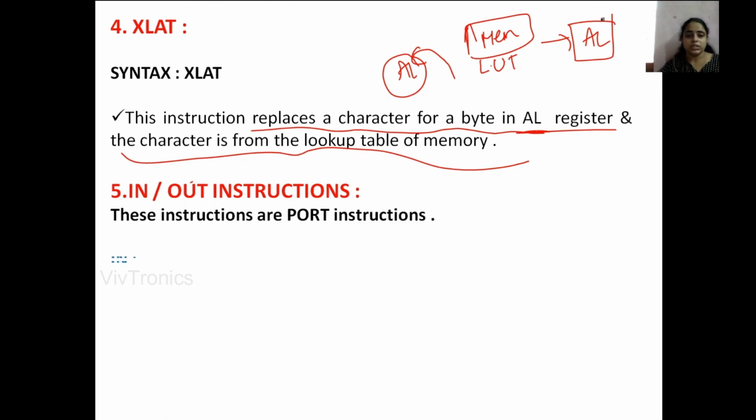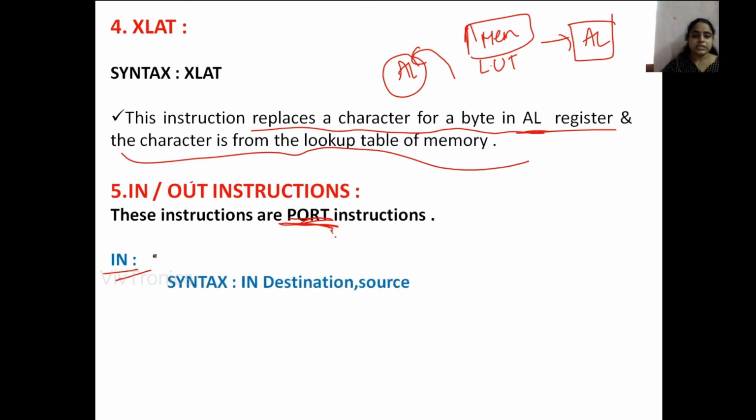These are completely port instructions. Whenever the 8086 is in interfacing mode, whether with the 8255 programmable peripheral interface, or a simple example like the 8279 keyboard interface, only then do we use these instructions. IN and OUT instructions are associated with a port, and the port will have a specified address. First is IN.